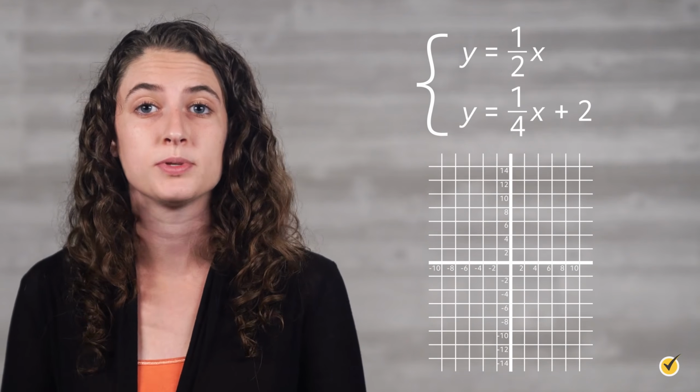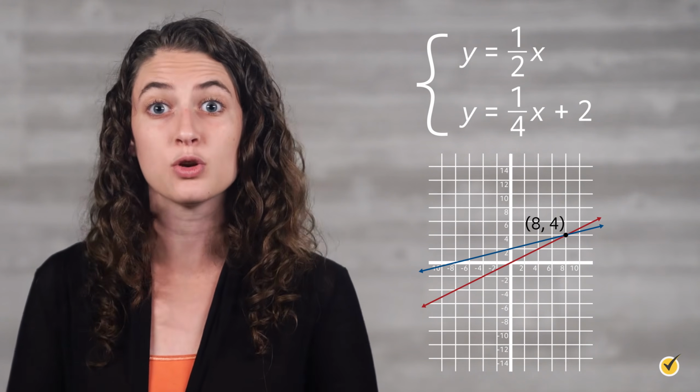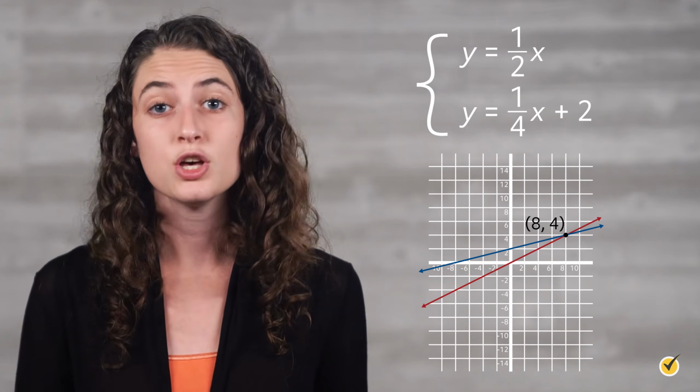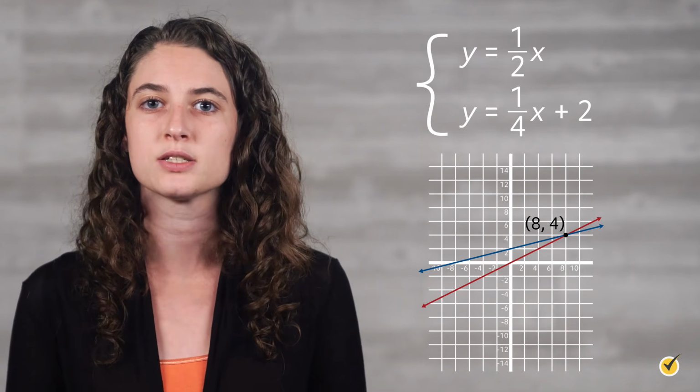Now we can draw these as lines on the plane. The first line has a slope of 1/2 and a y-intercept equal to 0, so it looks like this. And the second line has a slope of 1/4 and a y-intercept at positive 2. Now we see that the two lines intersect at the point 8, 4. Since we said that x represents the number of ounces and y represents yogurt price, the two stores have the same price for 8 ounces at $4.